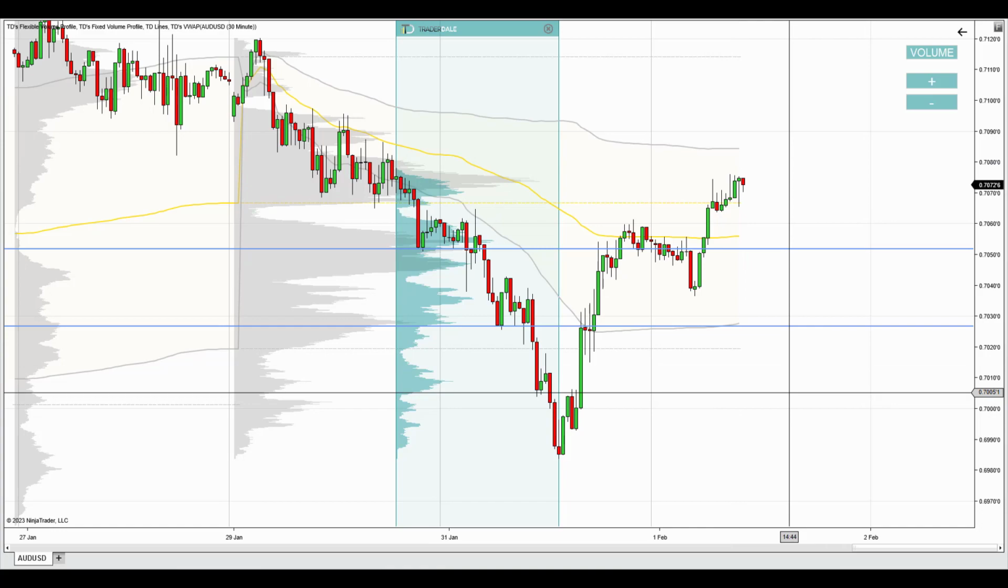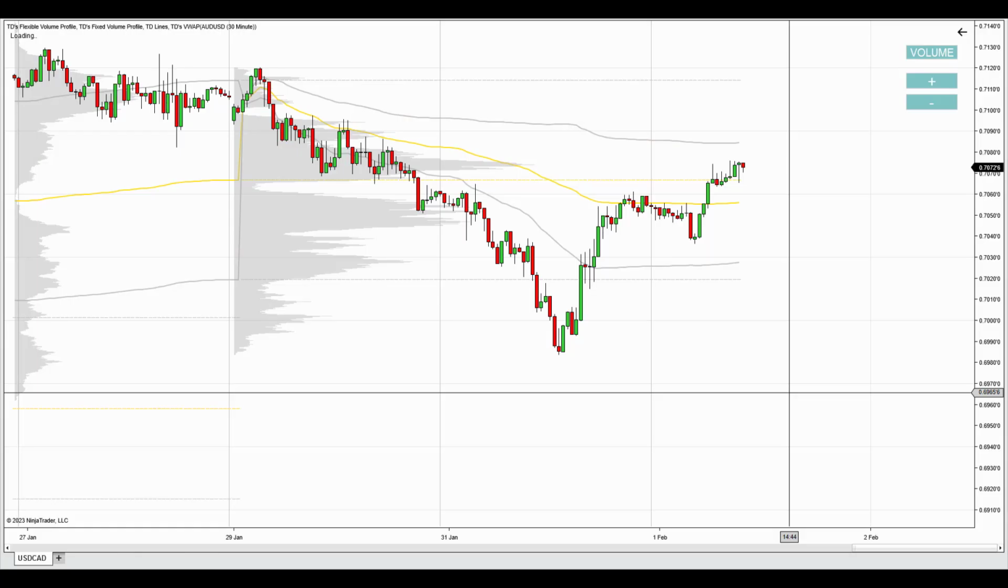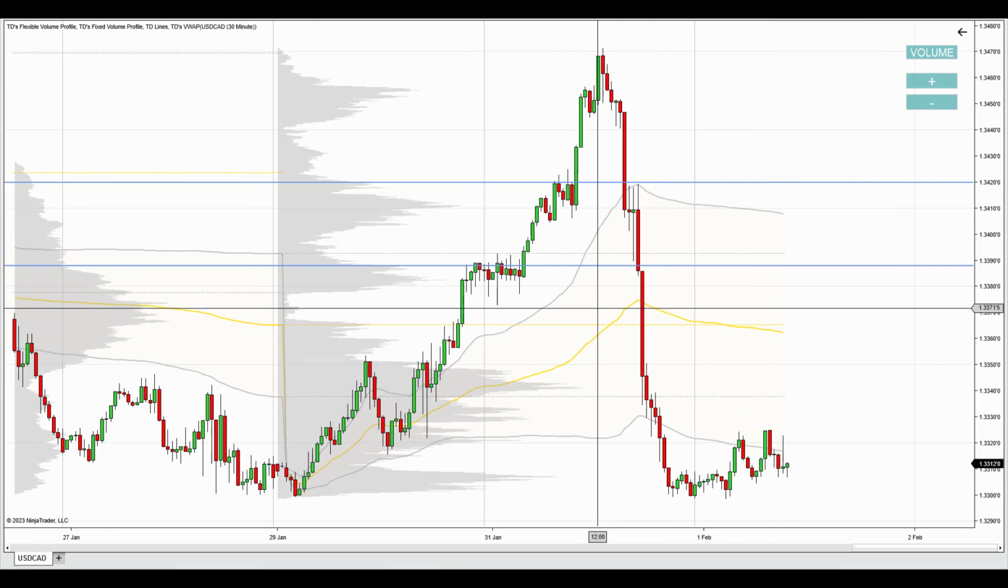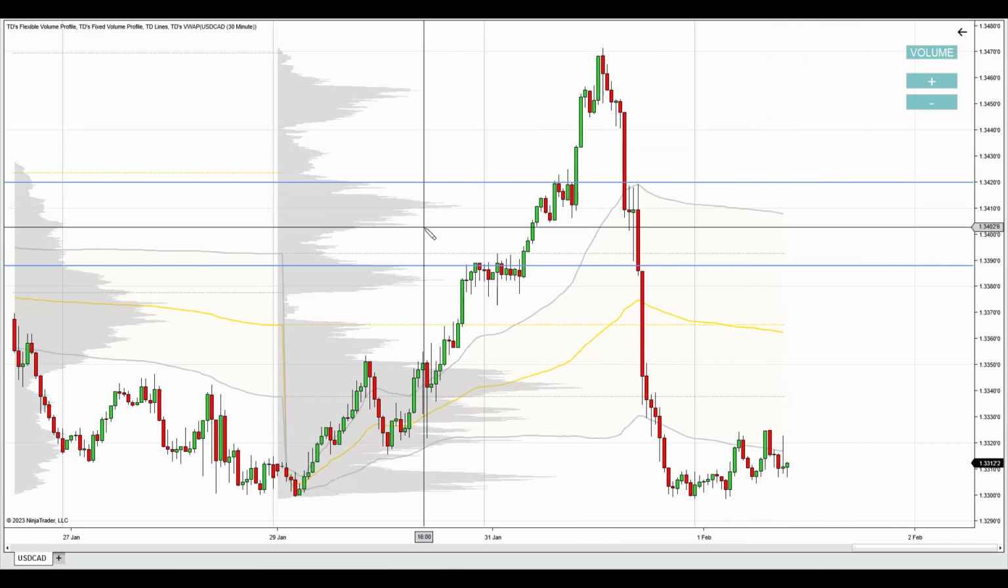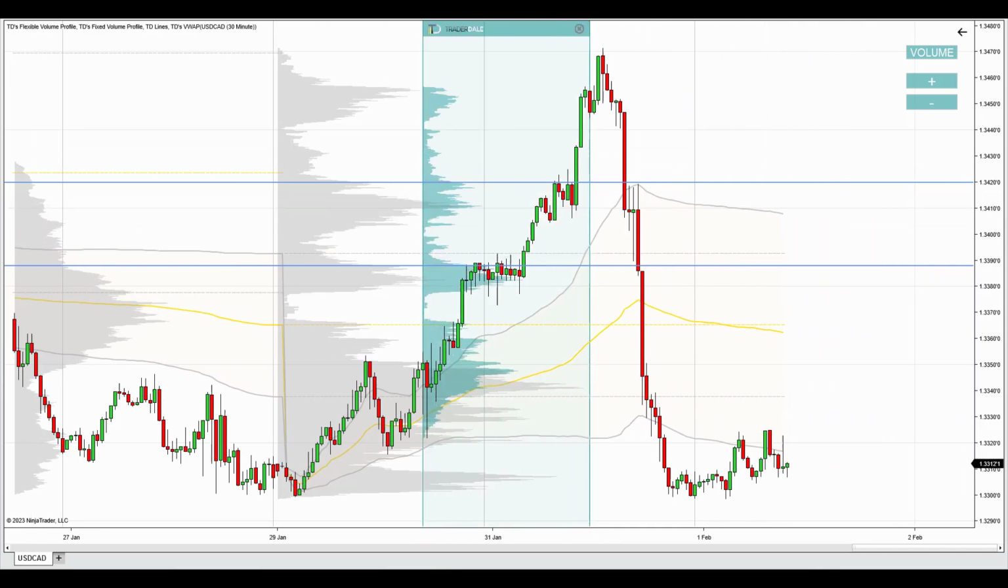The next pair I was talking about in the video yesterday was the US dollar, Canadian dollar. So in here on the US dollar, Canadian dollar, we had two long levels that I was talking about yesterday. First one based on those heavy volumes.